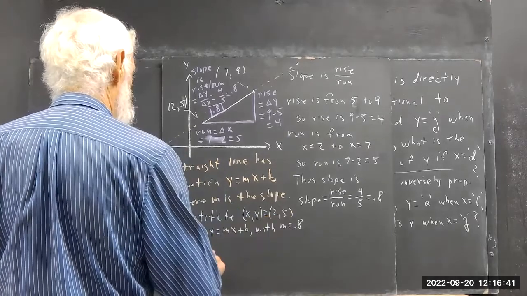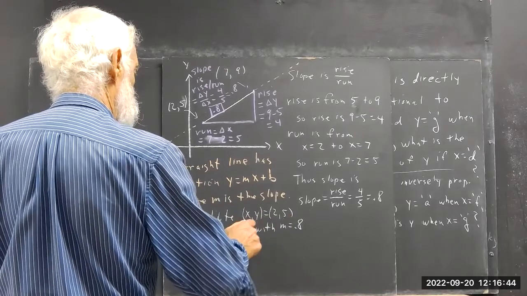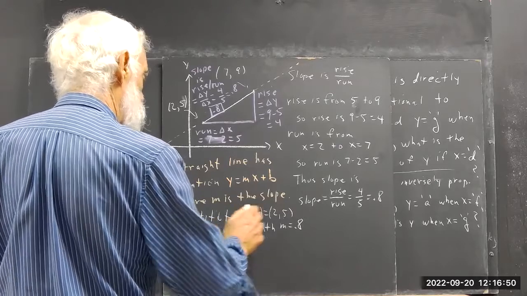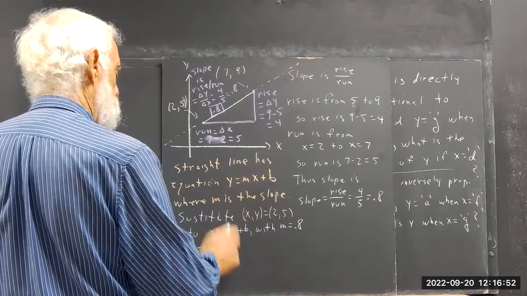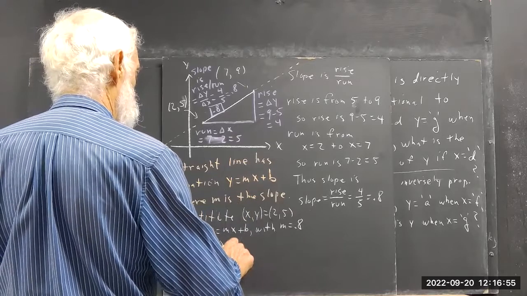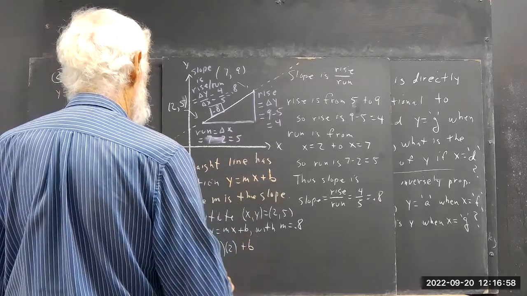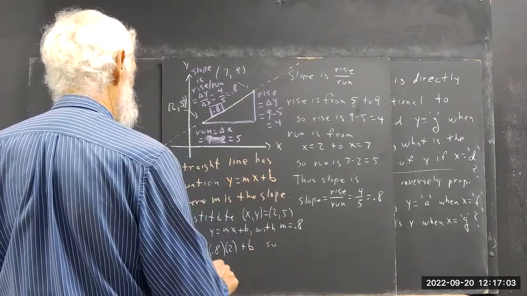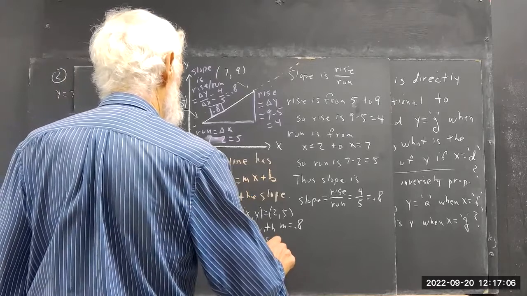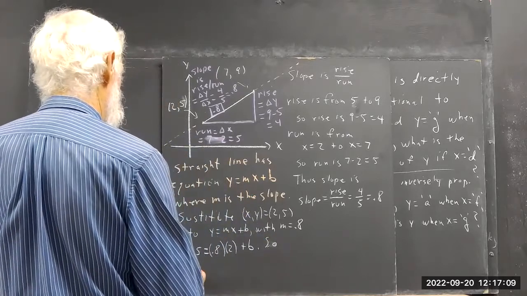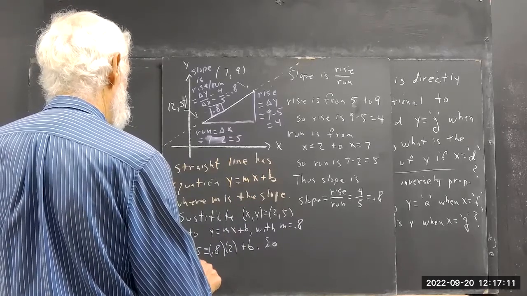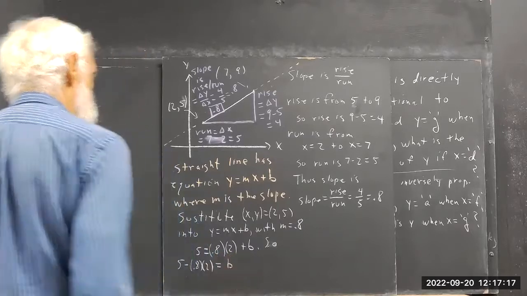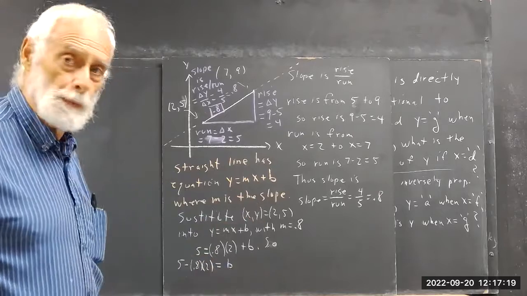Y is 5, so you got 5 equals slope, which is 0.8, times x, which is 2, plus b. So 5 minus 0.8 times 2 equals b. Now, I haven't written out the intermediate step.